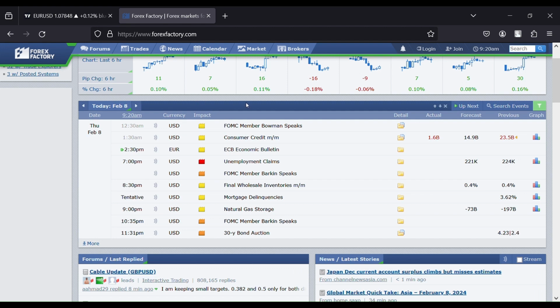So today I'm gonna do the Euro USD chart analysis for today's trade. So let's get started. We are having multiple news in Euro and USD today, but the major high impact news is at 7 p.m. Indian Standard Time. So be cautious around this time frame. So let's move to the charts.